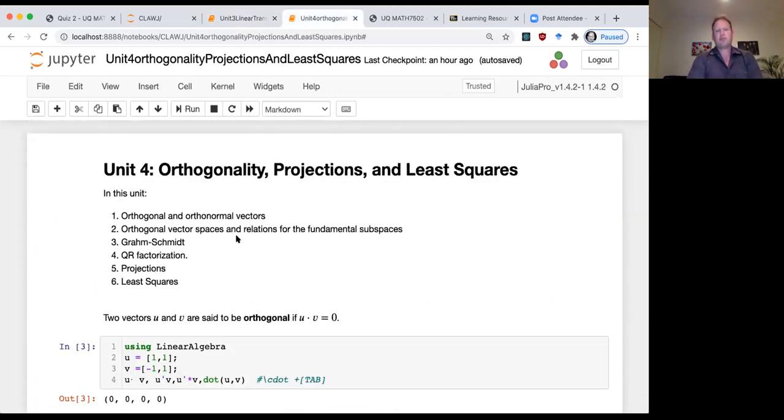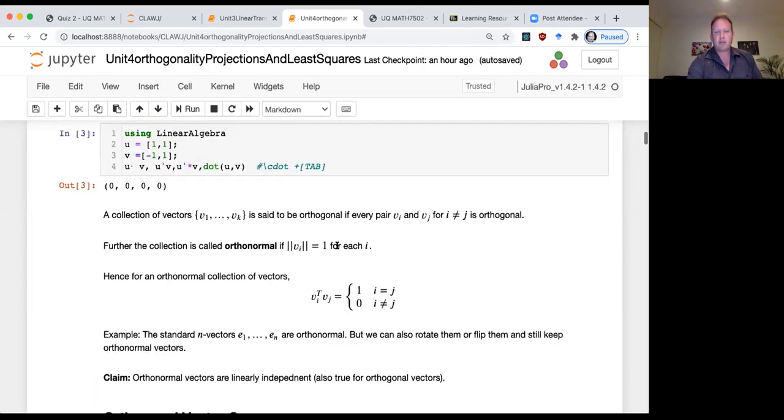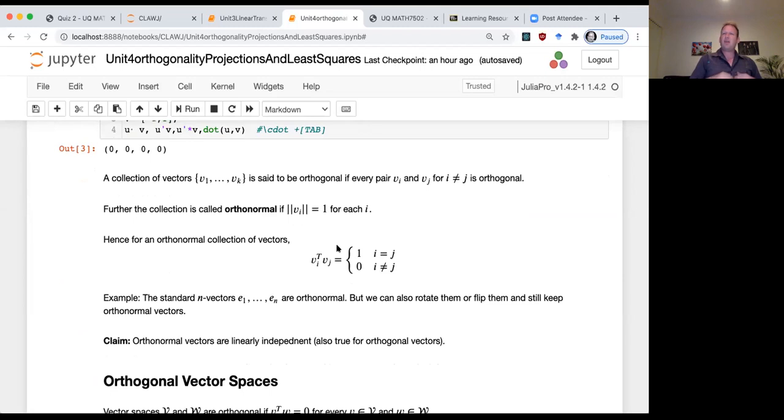Then we moved on to Unit 4 in the core linear algebra, and we've dealt with orthogonality. We still haven't done projections. That's what we'll do today, and we still haven't done least squares. We start by saying that two vectors are orthogonal if their inner product is 0. And we can call a collection of vectors orthonormal if their norm is 1, so they're all already normalized.